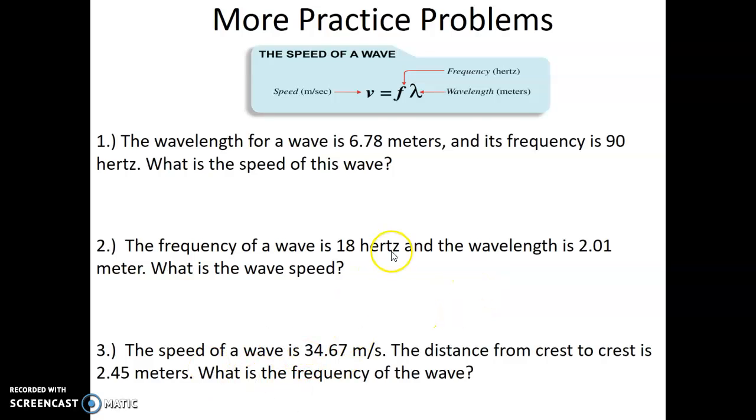And that would be the end of our notes for today. So remember, it was just a review on the different parts of a wave, and then now we just added how to calculate the speed of a wave.